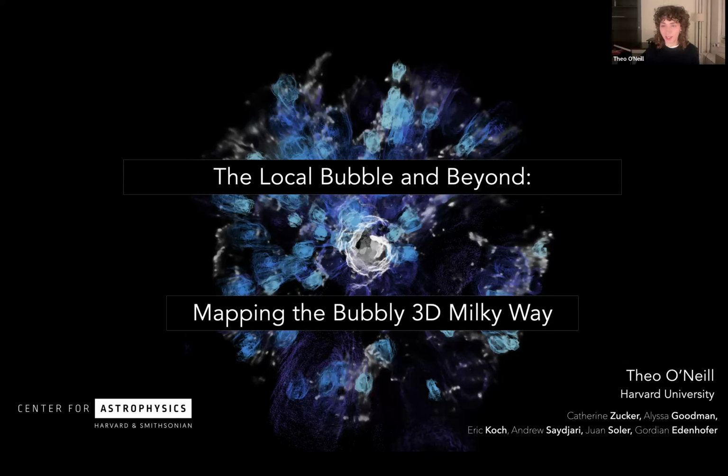So yeah, hello everyone. As you just said, I'm Theo O'Neill. I'm a PhD student at Harvard University. I primarily work on the structure of our own galaxy, the Milky Way, and I'm particularly interested in how young stars reshape the environment around our own sun, which we call the solar neighborhood. And so tonight I'll be giving an overview of the research that I'm doing, focusing on how stars feed energy back into our own Milky Way to create structures that we call bubbles.